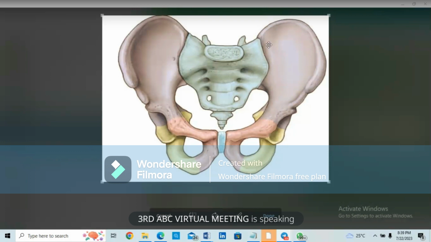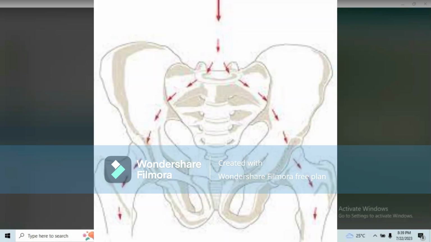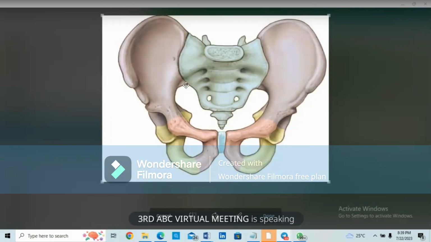Another function is transfer of weight. It transfers the weight from the axial skeleton, which is above it, down to the lower appendicular skeleton. That's the second function. Another great function of this pelvic girdle is for delivery.